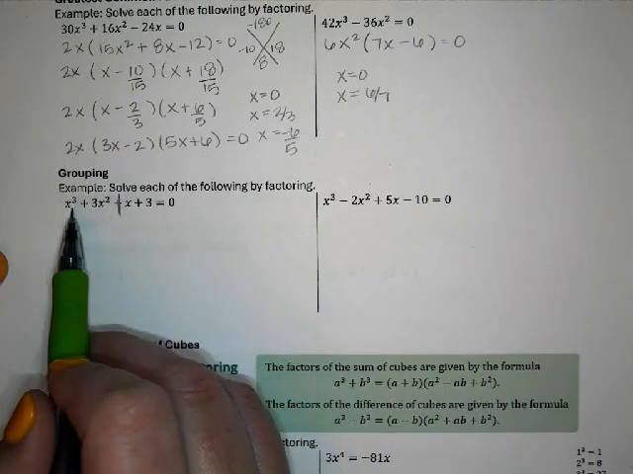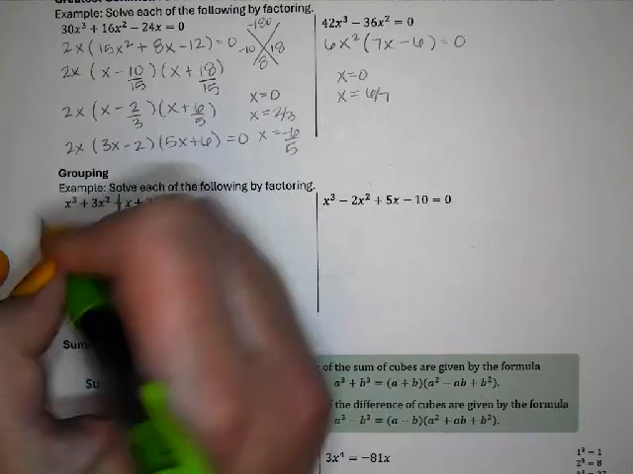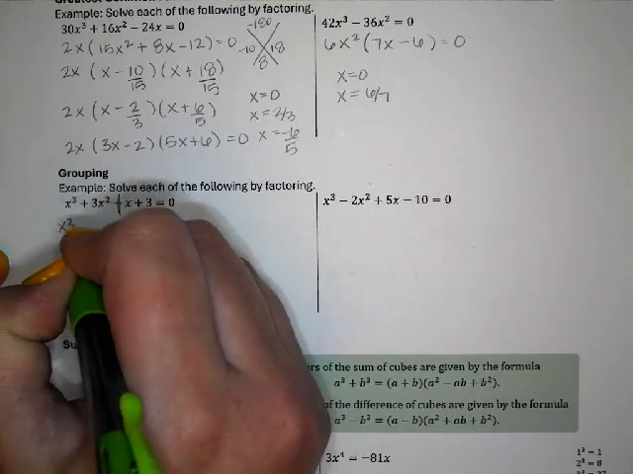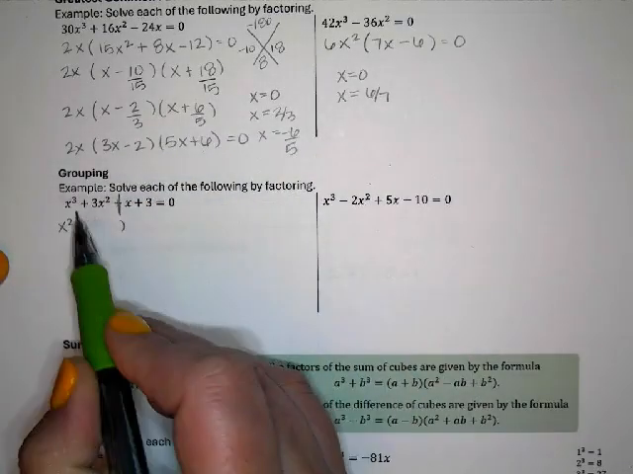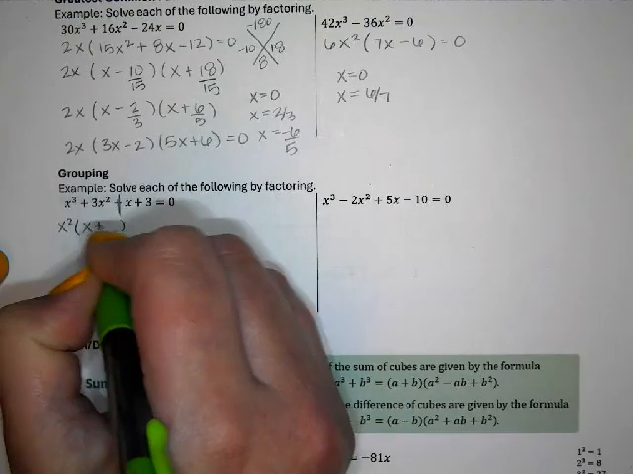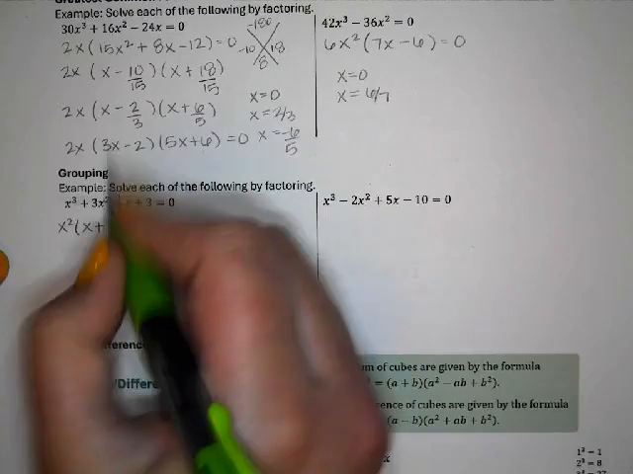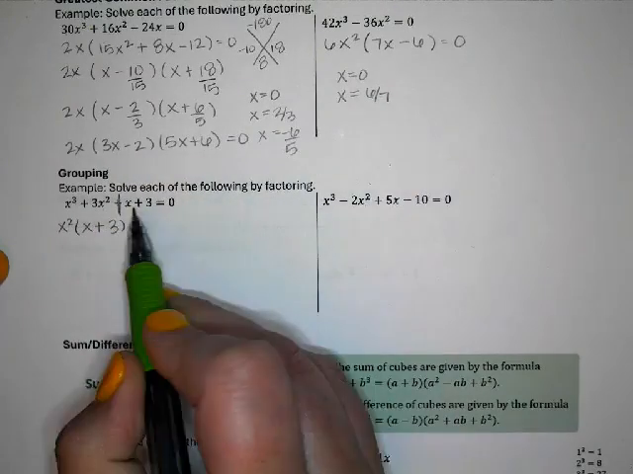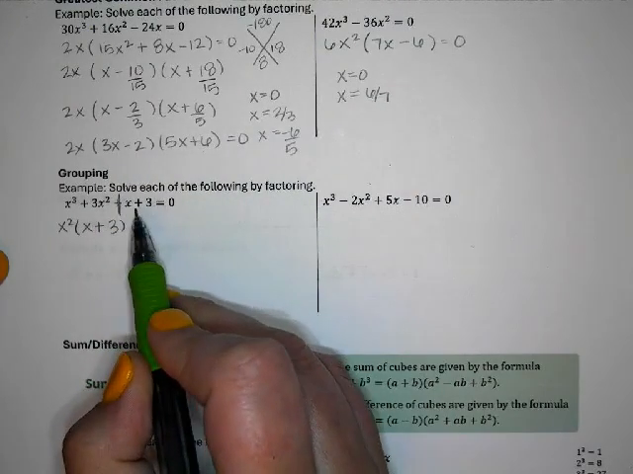So between x to the third and x squared, we have an x squared in common. And when we write the leftovers, x to the third, take out x squared, you get x. 3x squared, take out the x squared, you get 3. Over here, x plus 3, that would be considered prime.